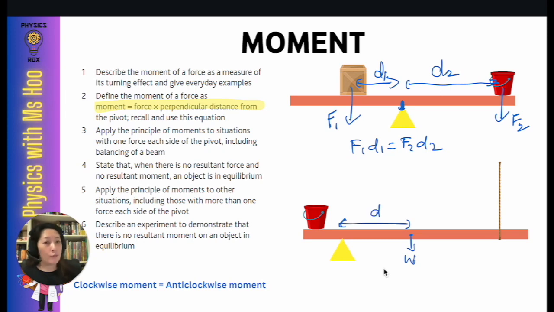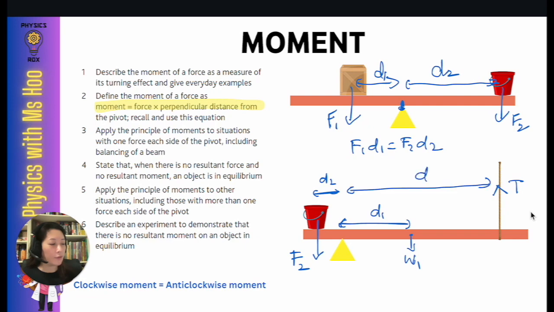So now we have three moments to consider. We have the moment from the bucket, we have the moment from the beam, and there's also a moment from the rope. So let's say this rope is now supporting this beam, and because it's pulling upwards, the force is acting upwards. So you can see here, I'm going to label this as W1, going to label this as F2, we've got D2 and D1. And then let's put this as T, and let's label this as D3.